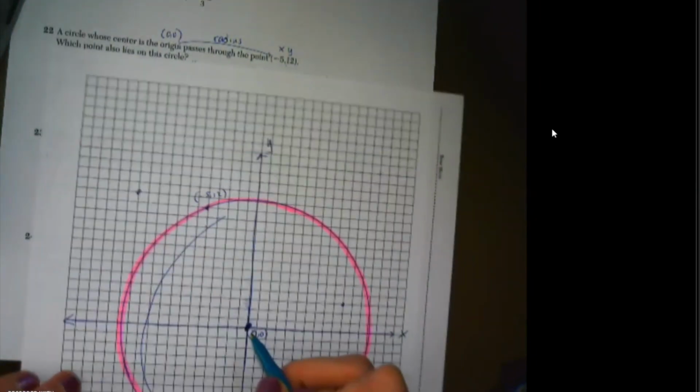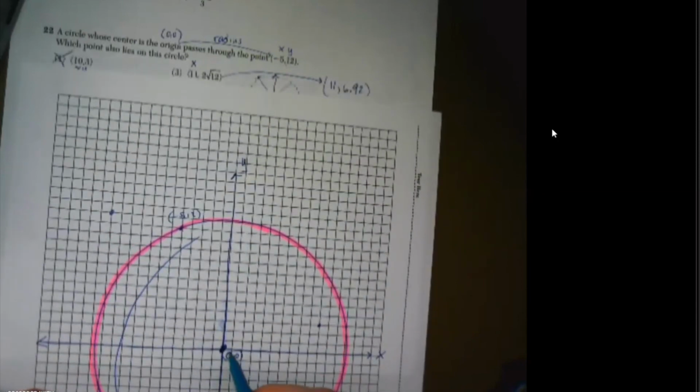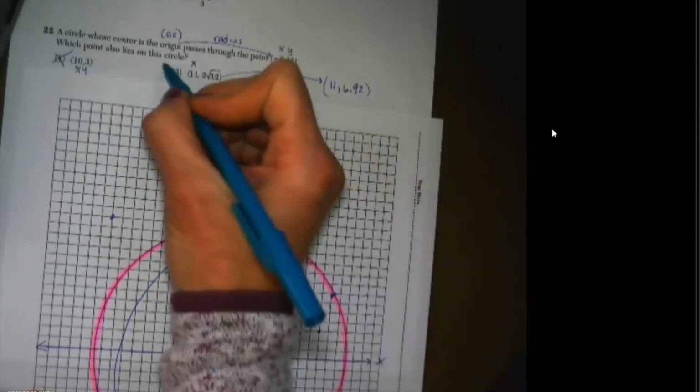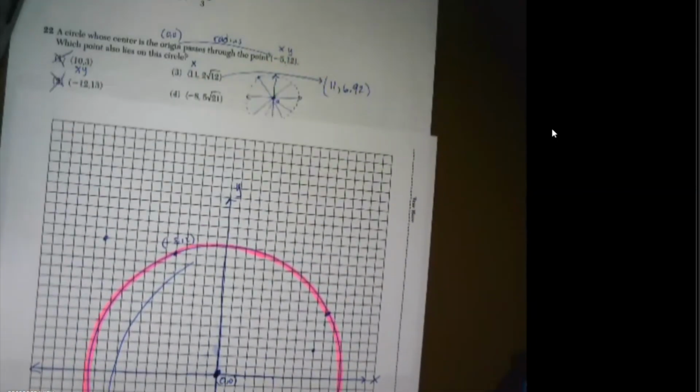So let's go back over here and let's go 1, 2, 3, 4, 5, 6, 7, 8, 9, 10, 11, and then 1, 2, 3, 4, 5, 6, and almost 7. That actually looks like it's on the graph. So I think that it's this one, but let's check the last one just in case.